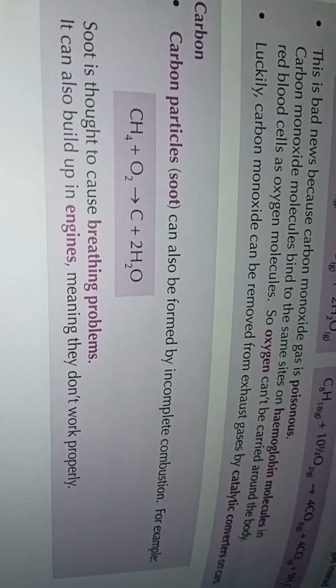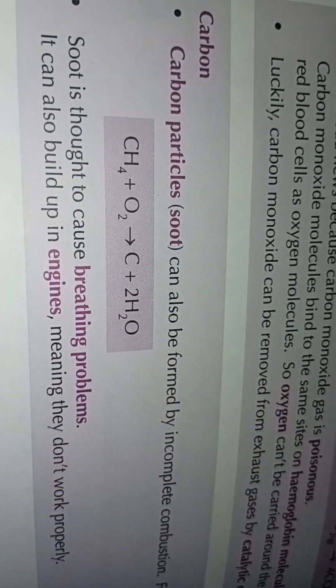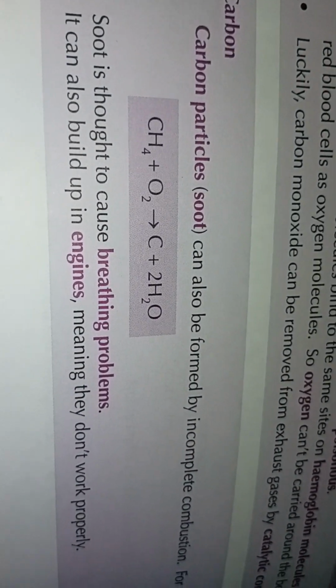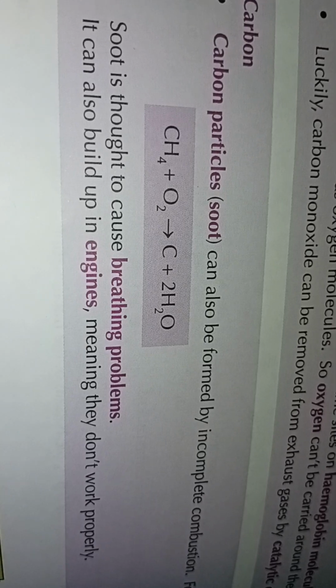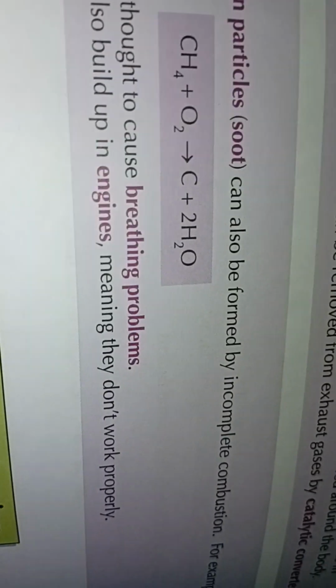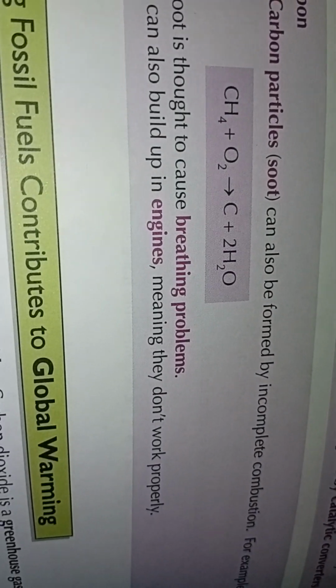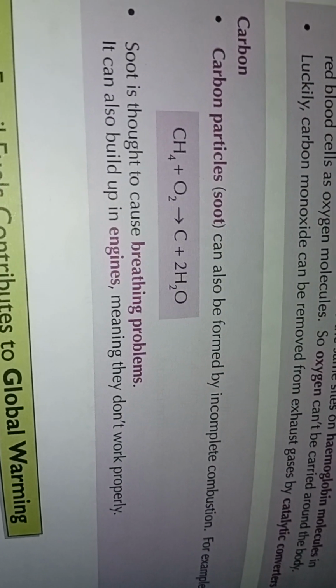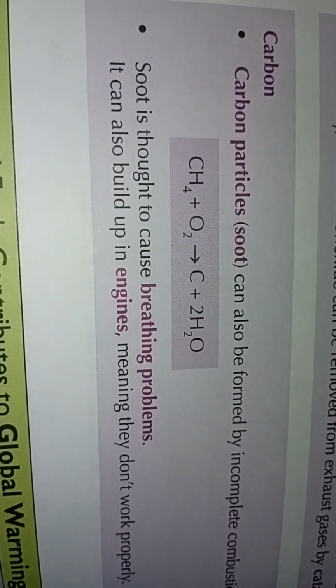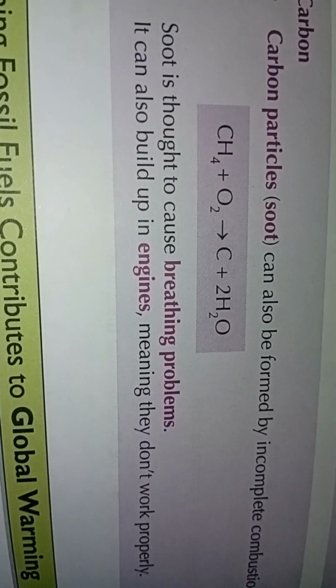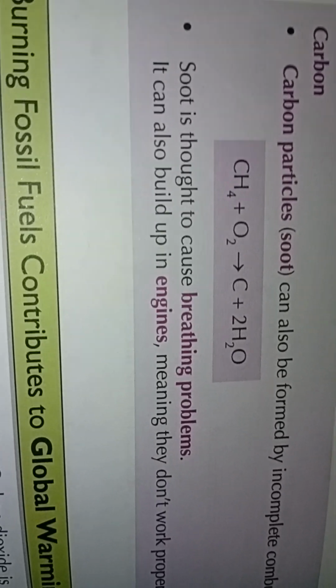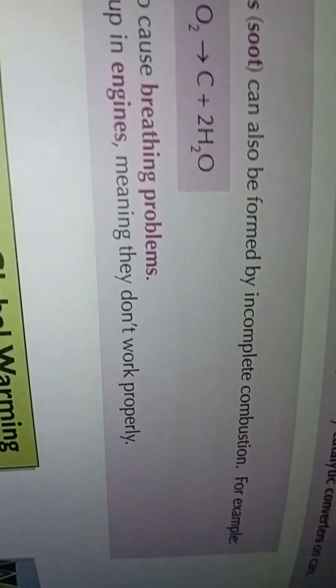Carbon particles can also be formed by incomplete combustion. For example, CH4 plus O2 equals C, that's carbon particles, plus 2H2O. So it's thought to cause breathing problems. This obviously is not cars, but it's just a general example of incomplete combustion. You do sometimes see soot on spark plugs, don't you? It can also build up in engines, meaning they don't work properly.